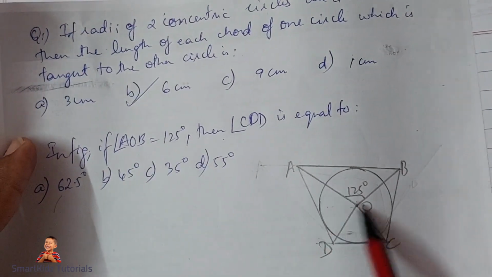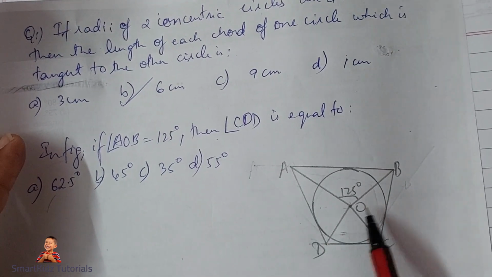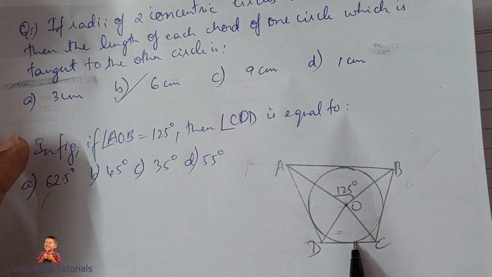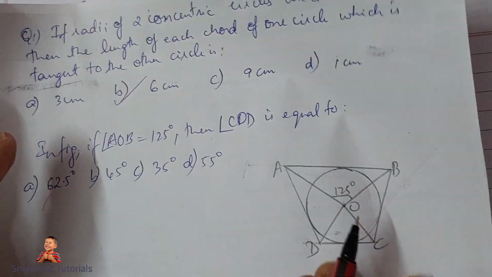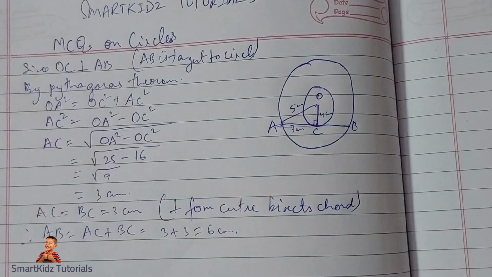It says in this figure, if angle AOB is equal to 125 degrees, then angle COD is equal to what? If you have a look at this, you will not be able to find anything. Then the theorem, this is what the theorem says.